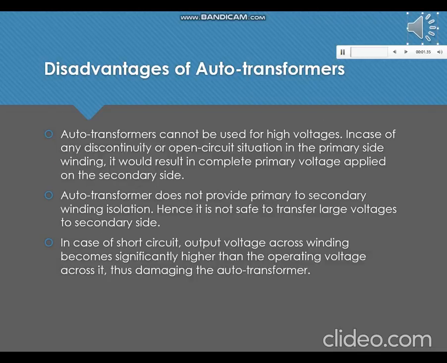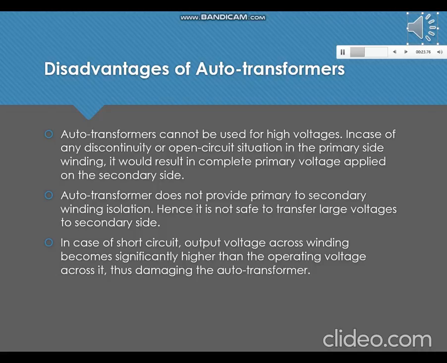Let us see some disadvantages of this autotransformer. First of all, an autotransformer cannot be used for high voltages. In case of any discontinuity or an open circuit in the primary side winding, it will result in the complete primary voltage being applied on the secondary side. This can be very dangerous for the whole system and for the humans nearby.